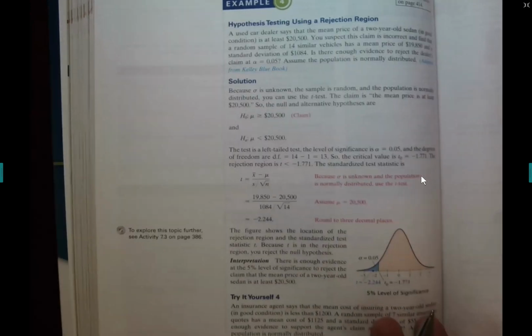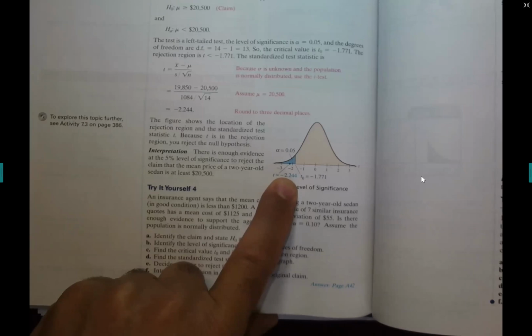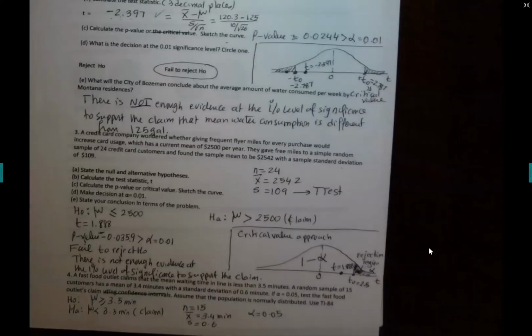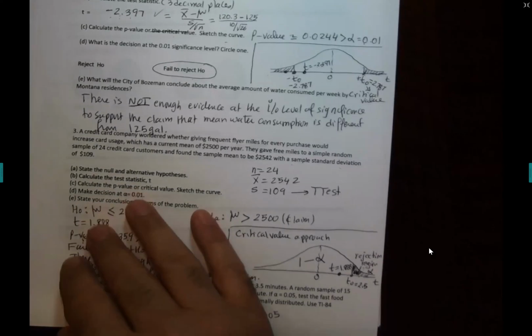Just let me show you here what he did. You see the negative 1.771, and this is T, negative 2.244. It ended up in the rejection region. You reject the null hypothesis. All right, so this is about the critical value, guys. There is only one question where we need to work with the critical value. So this is pretty much it for chapter 7. I'm going to start introducing chapter 8 right now using this handout.